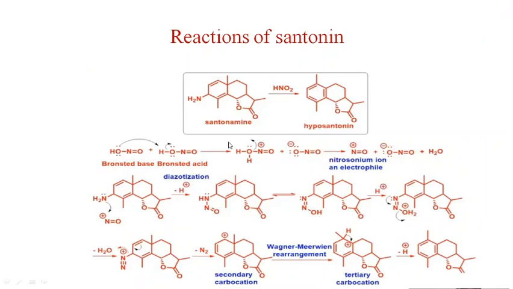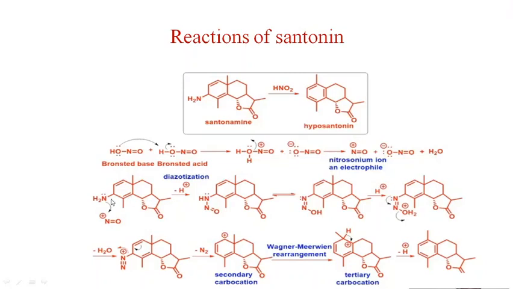Next we come to very important reactions of santonin. First of all is the santonin. On reaction with nitrous acid, it forms hyposantonin. As you can see here, hyposantonin. This involves a very important rearrangement, as you can see here, involving an electrophile. This nitrosonium ion is formed from the nitrous acid.